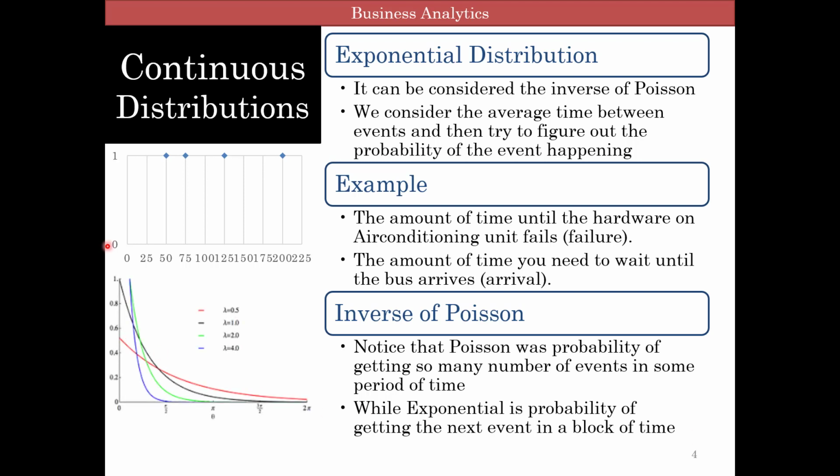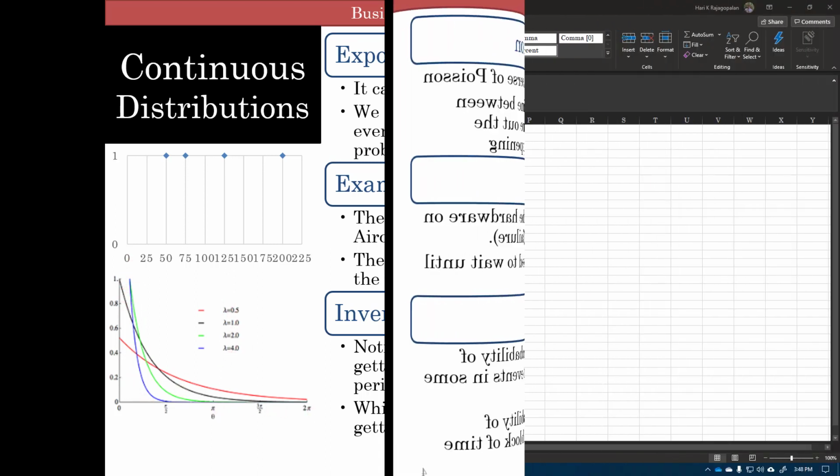So here's what exponential looks like. This is called a negative exponential. The average here, lambda, for 0.5 is this red line. For 1, it's the black line. And as you see, as the average time increases, the line gets steeper.